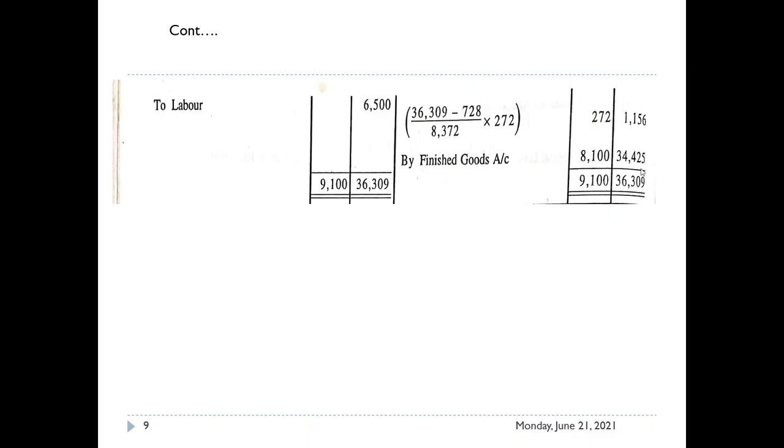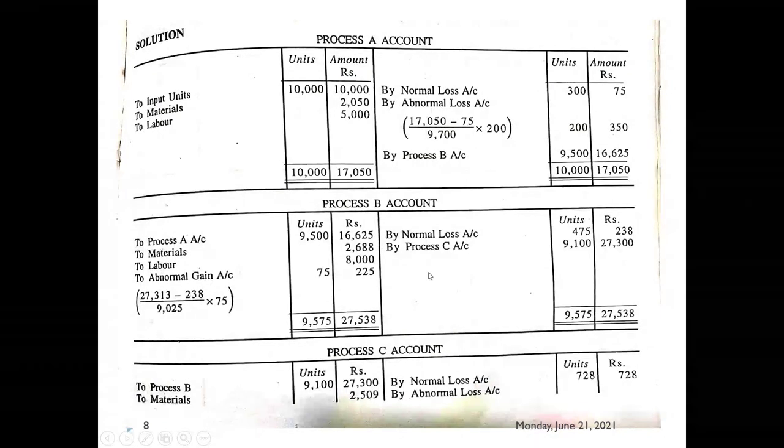Now per unit: 34,425 divided by 8,100 will be 4.25. So by finished stock account, in brackets you write 4.25 per unit. Now let's check: 4.25 into 272 will be 1,156. That means your answer is correct. Close it. So in this way, abnormal process accounts are prepared when there is process loss, abnormal loss, and abnormal gain.